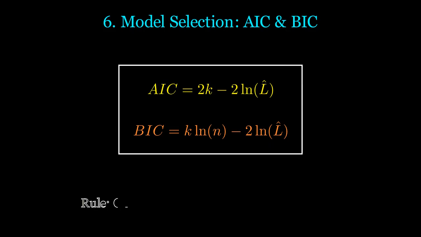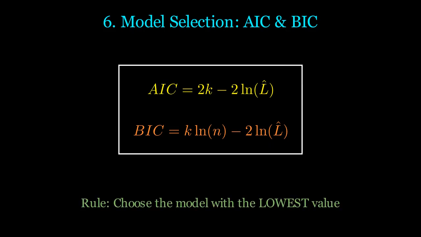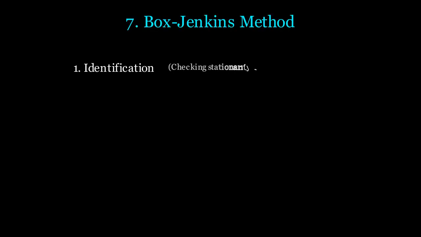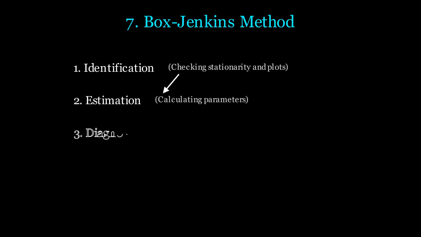How do we know which model is best? We use information criteria like AIC, Akaike Information Criterion, and BIC, Bayesian Information Criterion. These metrics reward models that fit the data well, but penalize those that are too complex. It's a balance between accuracy and simplicity. Lower AIC values generally indicate a better fitting model. In professional settings, we also perform residual analysis to ensure no patterns are left in the noise.